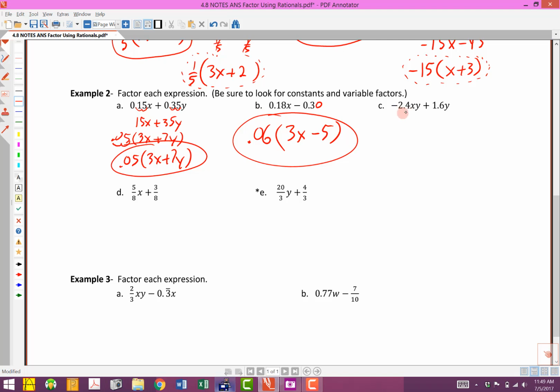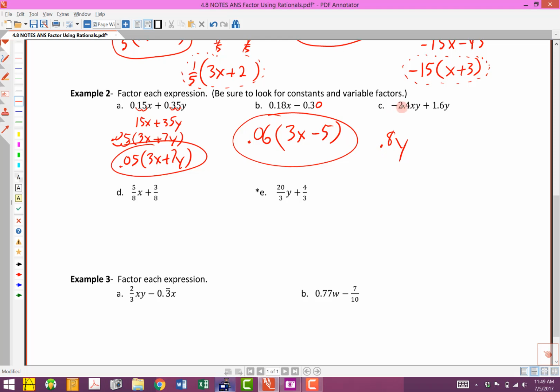Let's see, this is a negative 2.4xy and a 1.6y. So I can take out the y for sure. And then if we were thinking, gosh, if this were a 24 and a 16, I could take out an 8. But remember, we've got one decimal place, so we're going to take out 0.8.